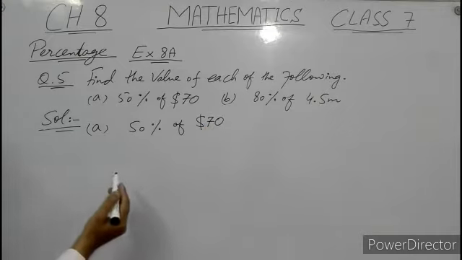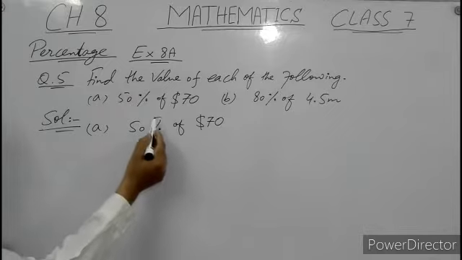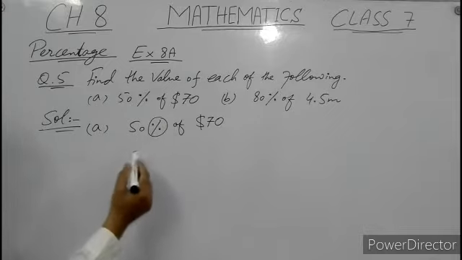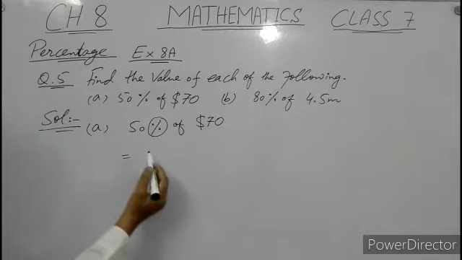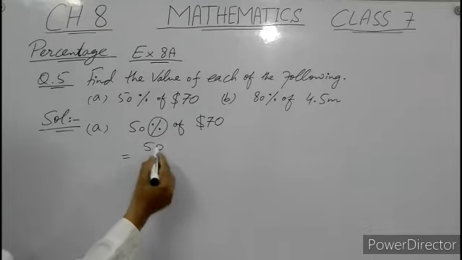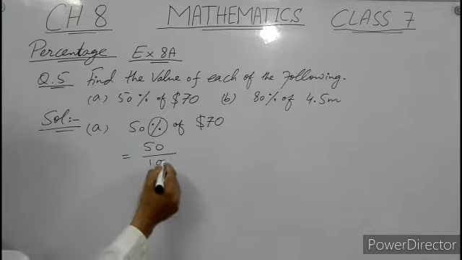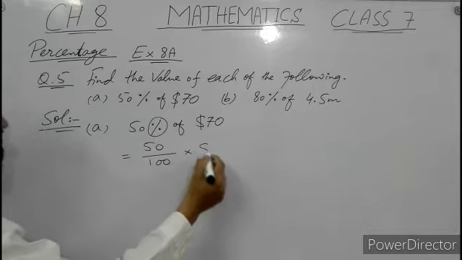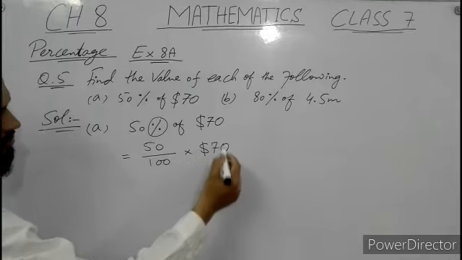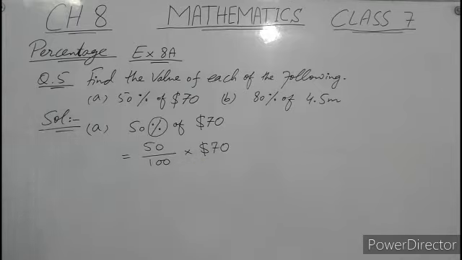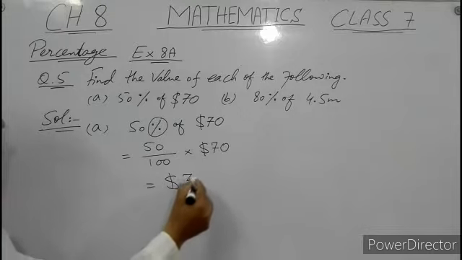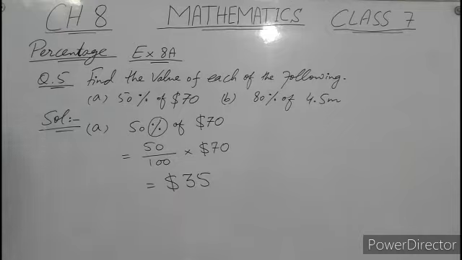So first of all, I will remove the sign of percentage, and by removing it, I will write 100 in the denominator. Now by using calculator, it will become $35.